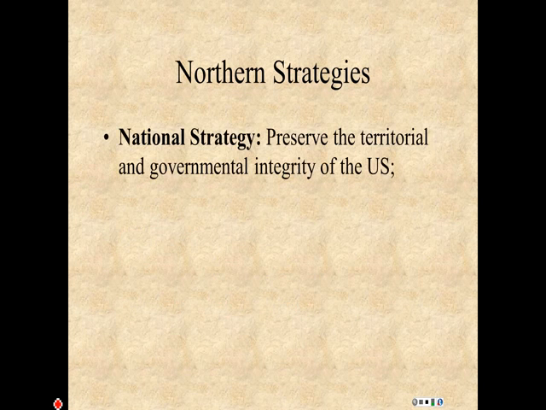The Northern strategy is much harder. Again, it's preserve the territorial and governmental integrity of the United States. Again, how do you do that? That's the question. These people want to secede. They want to leave the Union. How do you get them to stay? How do you get them to come back?